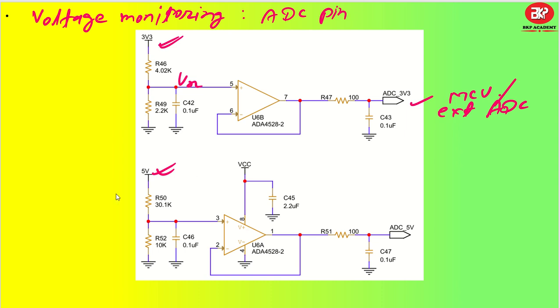Similar to that, the same thing will happen with 5 volt as well. You can see the resistance is varying here and here. It all depends on you, how much voltage you want to have at this particular node. That must be less than V reference. Let's say Vx must be less than the V reference that you are going to utilize from your circuit.